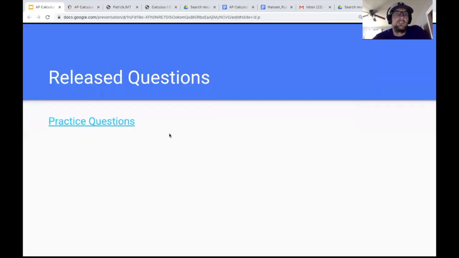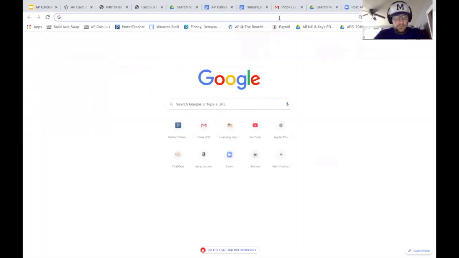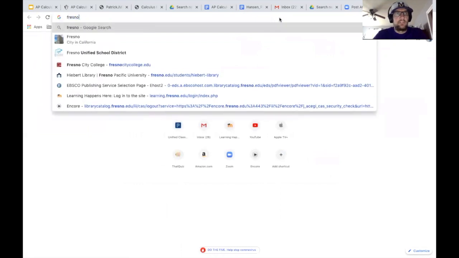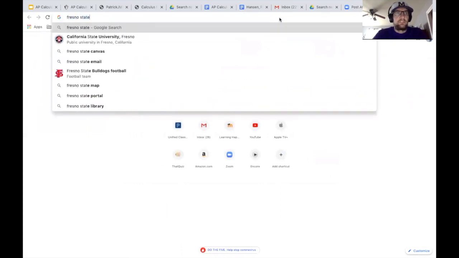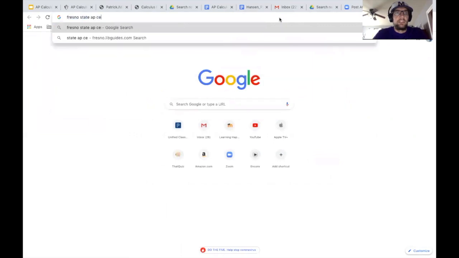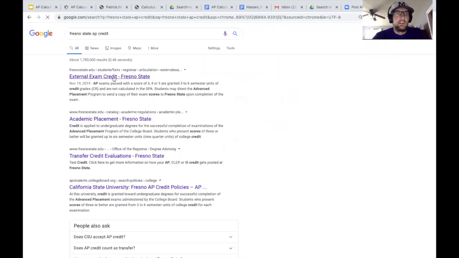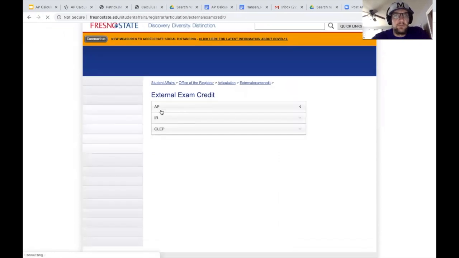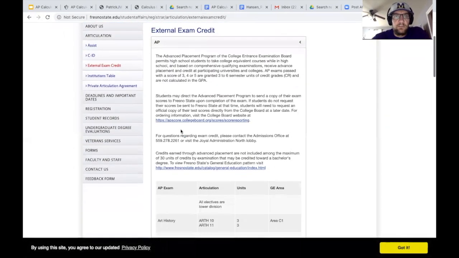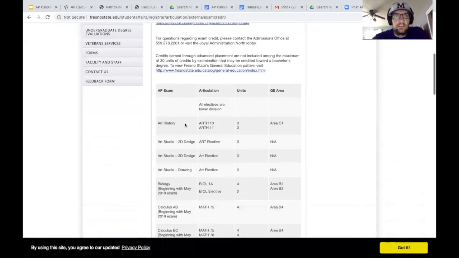I highly advise that you look up whatever college you plan on going to, to see what score you would have to get on that test for it to count for credit. So, for instance, if you went to Fresno State, we'll bring that up here. Search Fresno State AP credit, and you can do this for any university. You can just type in the university and say AP credit. Oh, I probably should have searched advanced placement. So do advanced placement, and it looks like down here.